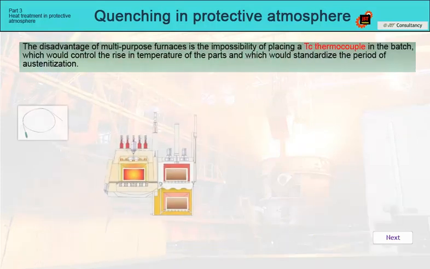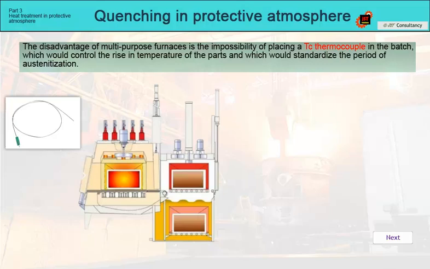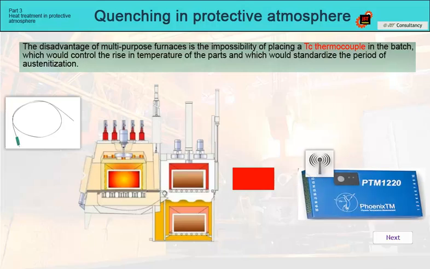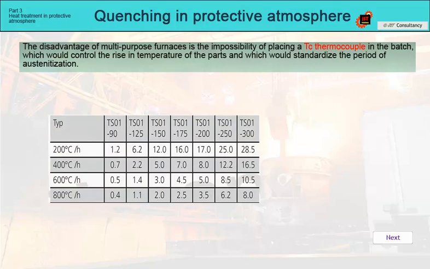The disadvantage of multi-purpose furnaces is the impossibility of placing a thermocouple in the batch, which would control the rise in temperature of the parts, and which would visualize and standardize the time of austenitization. The reason is the mobility of the batch during the process and its transitions between individual chambers. Data loggers with wireless signal transmission outside the furnace are emerging as a certain solution for the future. Given the measurement temperature, however, the problem of protecting the measuring device against overheating at the austenitizing temperature still persists.